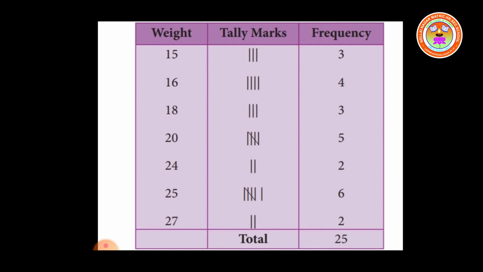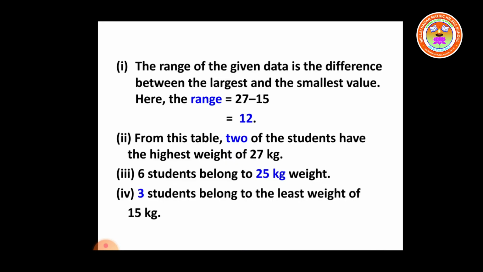Next we will see the answers for the given questions. First of all, we will see what is the least weight? 15. What is the highest weight? 27. And what is the more number of weight? 25. And the least weight? 15. Okay, now let us see the answers.